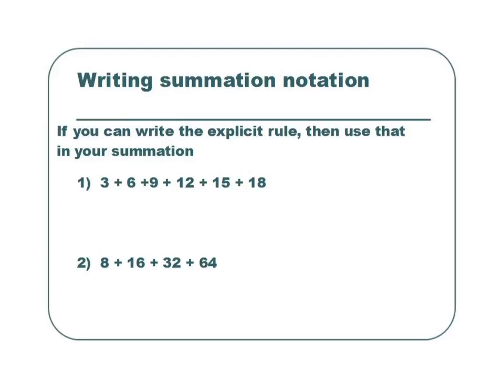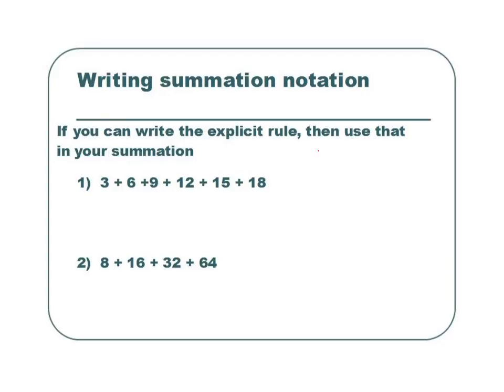So if it's arithmetic or geometric, we can just write our explicit rule and use that in our summation. But we might want to simplify it if we can. And so let's look at this first one. All right, so you've got 3, 6, 9. Looks like we're going up by 3s. So that makes that arithmetic.